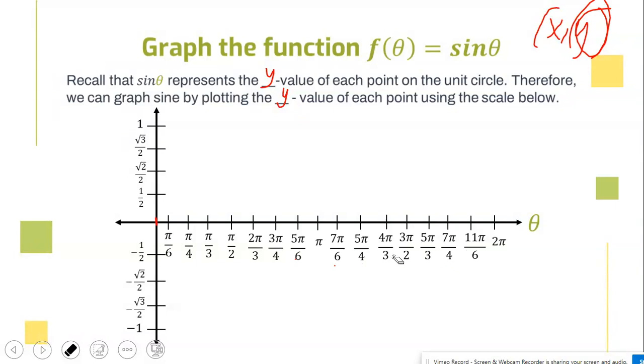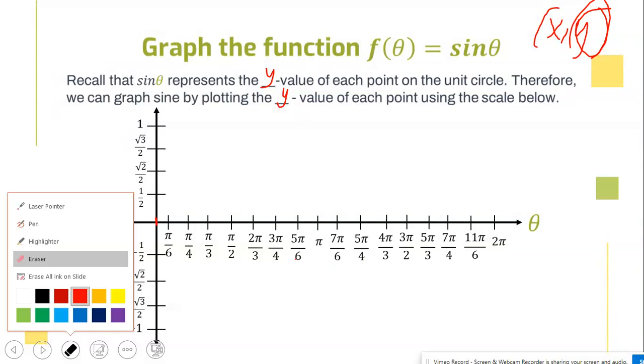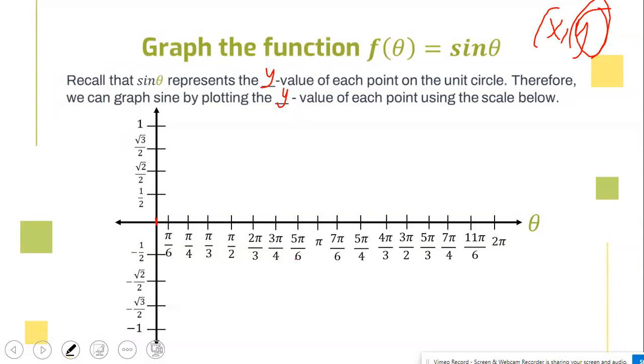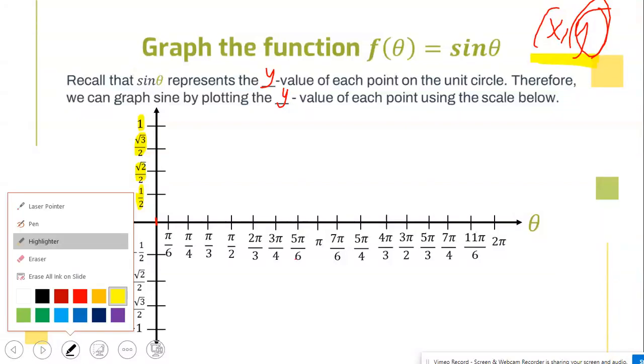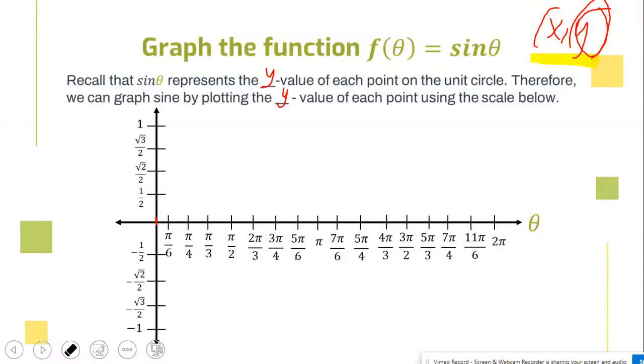And then even further, if you look at the y-axis, right over here, we've got 1, we've got 1/2, we've got root 3 over 2, and we've got root 2 over 2. Again, all of those were part of the coordinates when we were looking at our unit circle. So we're totally going to use that when we are graphing this.